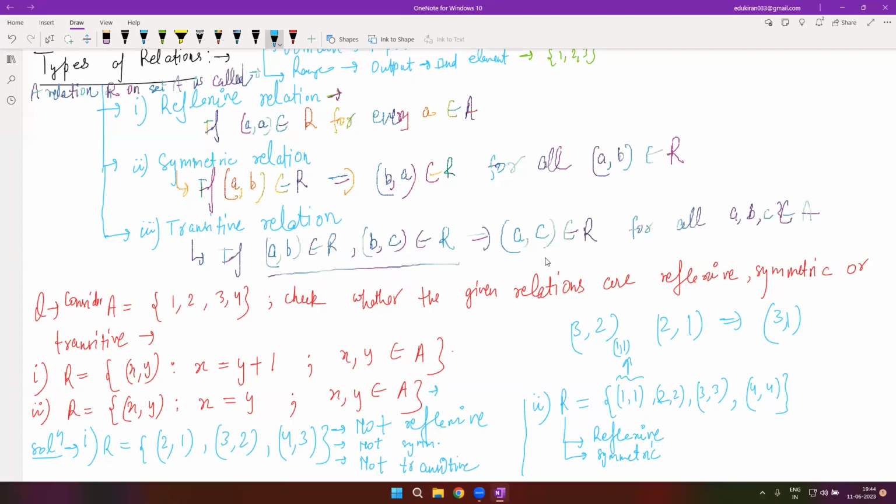Shahid and Chavez, did you understand this? Yes, sir. Okay. Sir, it's 1 1, so it's symmetric. 2 2 is also symmetric with 2 2. 3 3 is also symmetric with 3 3. 4 4, if we reverse it, again 4 4, which is already there with us. Okay, sir. Now let's check for transitive.